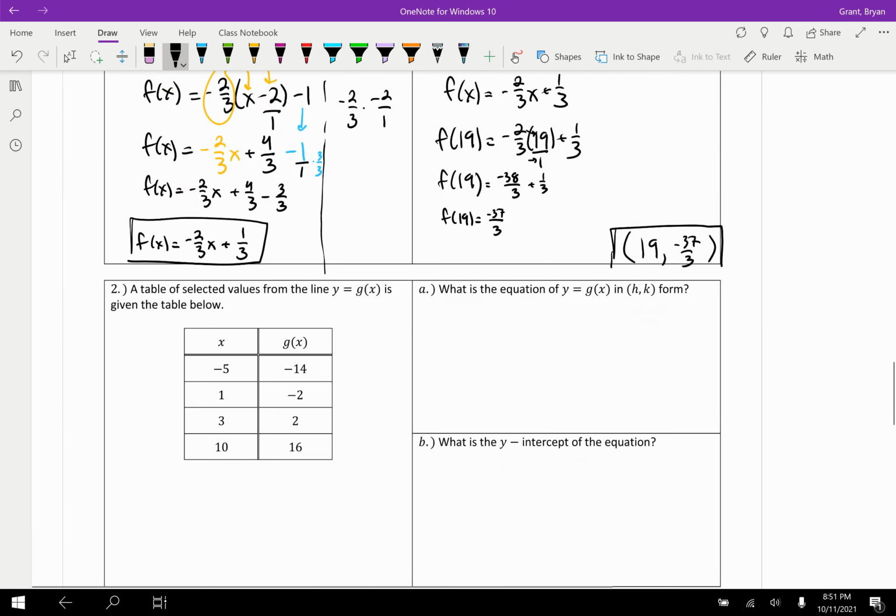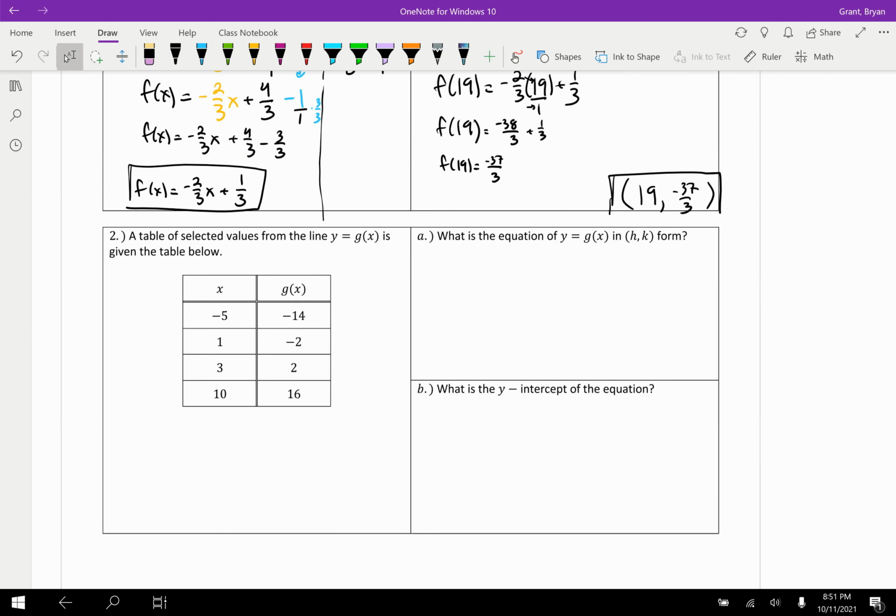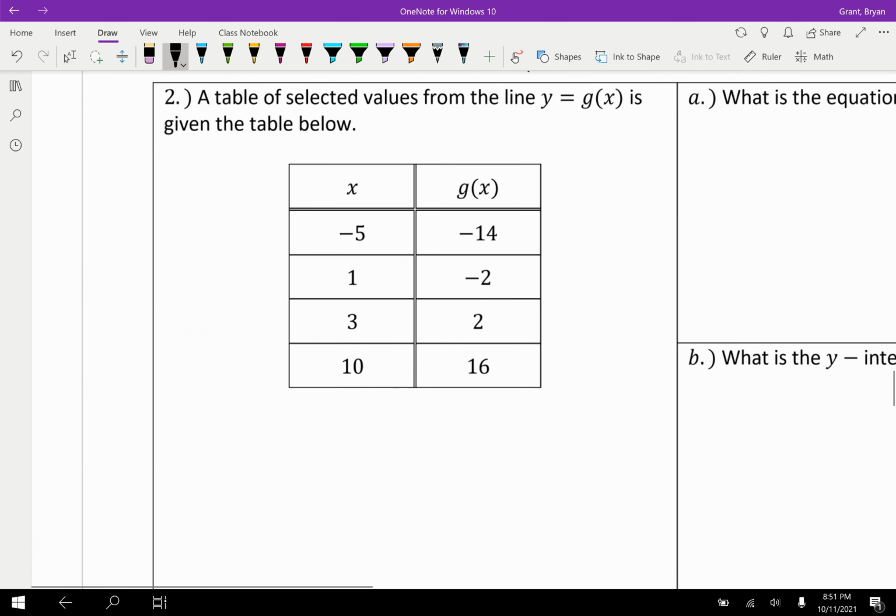All right, well, let's move away from those fractions and get some nicer numbers. So problem 2. A table of selected values from the line y equals g of x is given in the table below. Now, when they say selected values, they really mean points. For example, this right here is a point. X is your input, and g of x is your output. So this point is negative 5, comma negative 14. And you can see the rest of them.